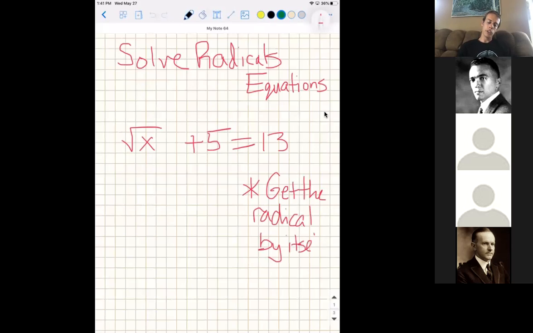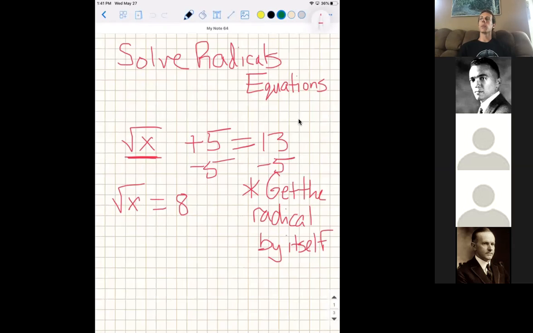So you're going to have to undo, kind of work outside in, in order to get the radical by itself. So you guys would say, if I want to get the square root of x by itself, well, let's just subtract 5 from both sides. And we'll have the square root of x equals 13 minus 5, or 8.